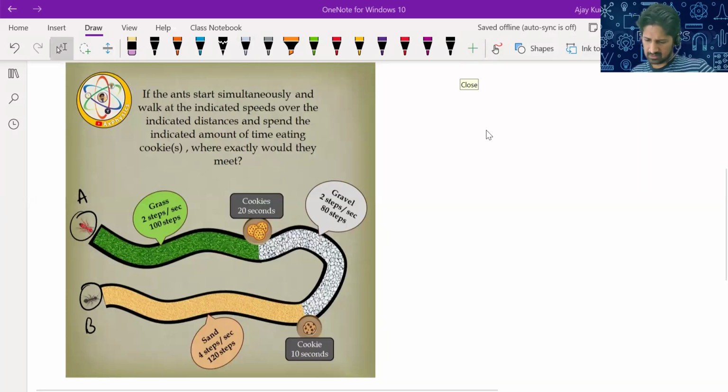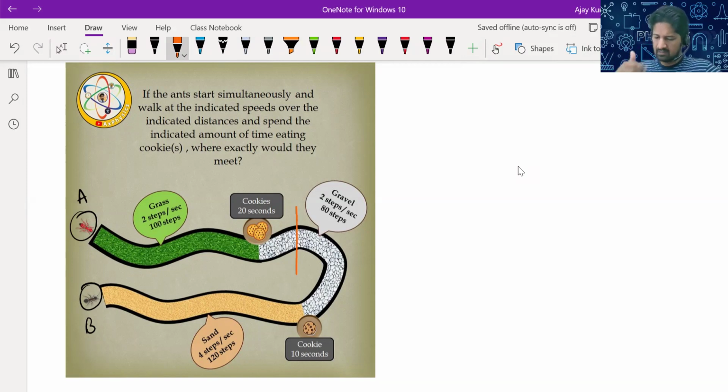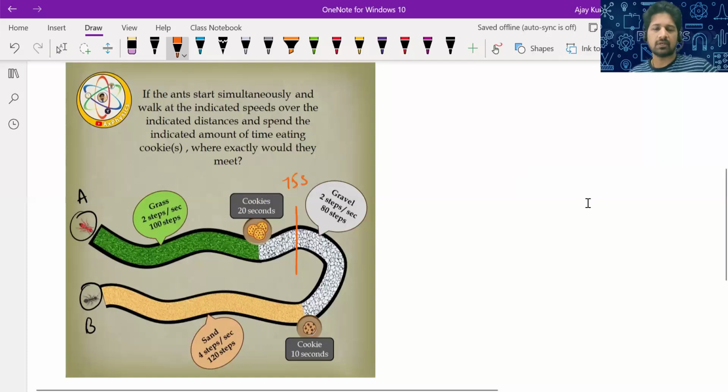Fine. I got another answer as they will meet at 75 seconds at 110 steps from the grass end. Okay, 110 steps from the grass end means 100 steps there is grass itself. So according to that answer, they'll be meeting somewhere here. 100 steps in grass plus another 10 steps in gravel for that ant A and for ant B the remaining distance. Okay, and 75 seconds is one answer that I got. Okay, one more minute. Others also send me the answers.